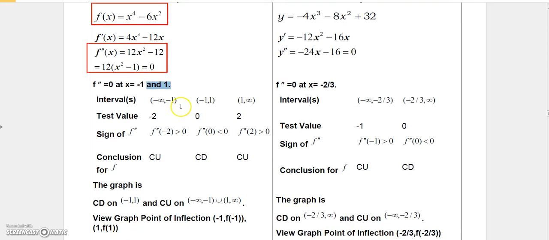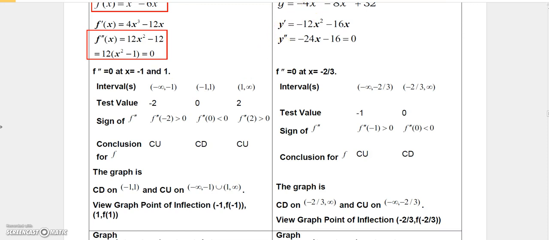So I'm going to create a table very similar to what I did when I was studying extrema and increasing, decreasing, but I'm not going to test the first derivative this time. This is important. I'm actually testing the second derivative here, because I want to know if the second derivative is positive or negative on these intervals. I know that these are my possible points of inflection, x equals negative 1 and 1.